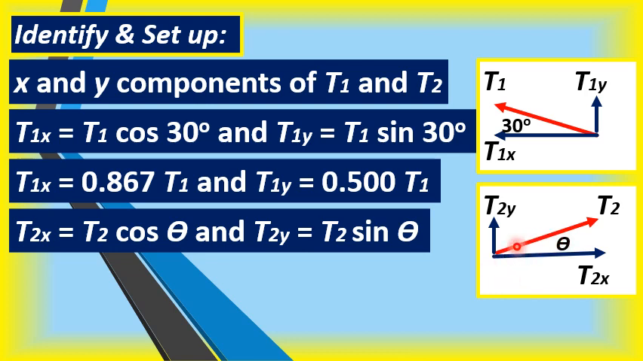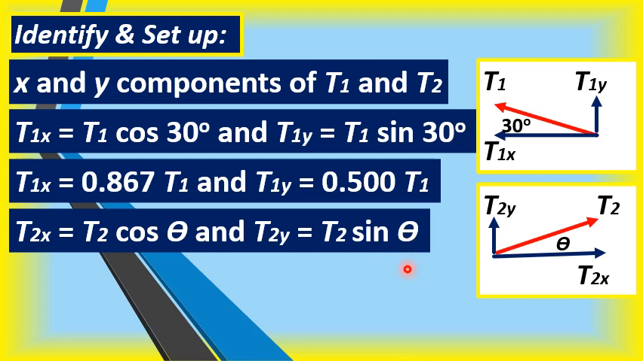Likewise, for T2, the direction of T2 is described by the angle theta, which we still have to determine later. But we can already express the x component of T2 in terms of the cosine of the angle theta. That is, T2x equals T2 times cosine theta, while the y component, T2y, is equal to T2 times sine of the angle theta.